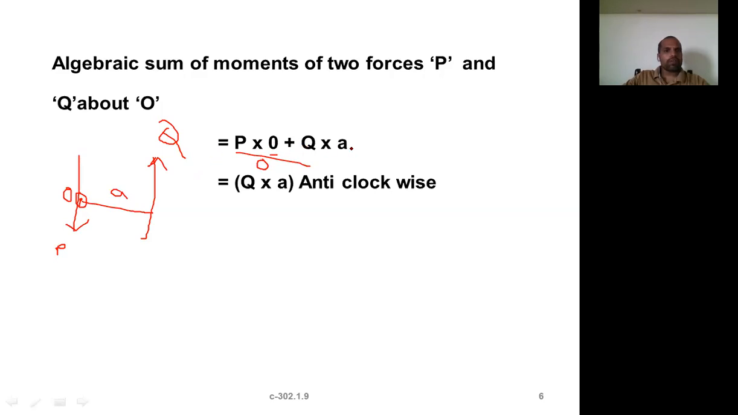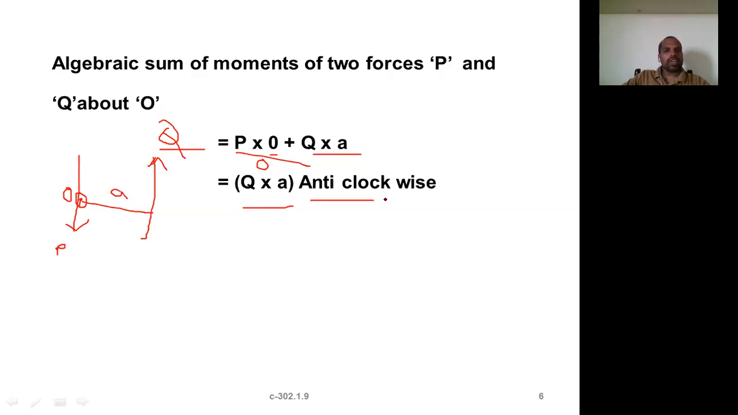Next, what is the moment due to Q? The moment is nothing but force into perpendicular distance. So the force is Q and the perpendicular distance is here. So what is the moment? Q into A. So the moment is equal to the algebraic sum of the moments of the two forces. Of the two forces, one becomes zero and the other one is QA. That's why it is QA.